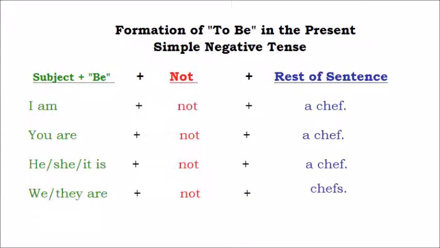For example, for the subject I, the correct form of to be is am. I am not a chef. I am is the subject and the correct form of to be, plus not, plus the rest of the sentence, which is a chef. Okay, moving on to you. You are not a chef.